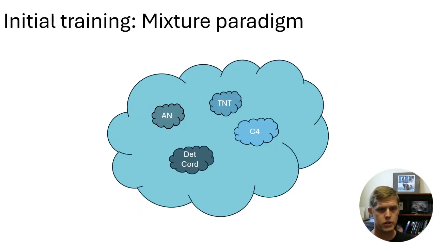So for our mixture dogs, to train this as a mixture, we basically mixed the head spaces. We were using what we call an olfactometer, basically a tool that is able to present the odor in an automated fashion to the dog. That was making the odor mixture for us. So it was equally mixing the odor that was coming off of the AN, the TNT, the det cord, and the C4, mixing that together and presenting that as the odor for the dog to be trained on.